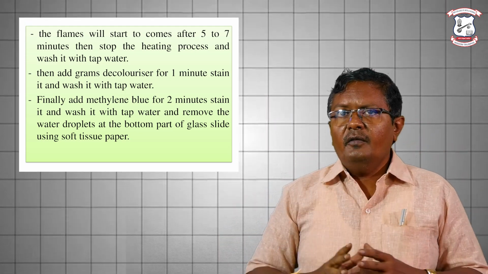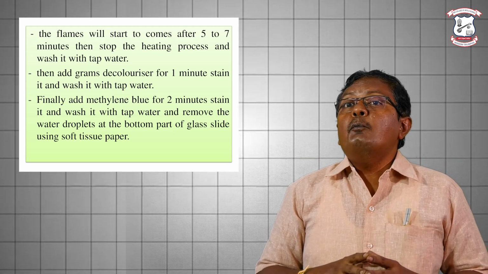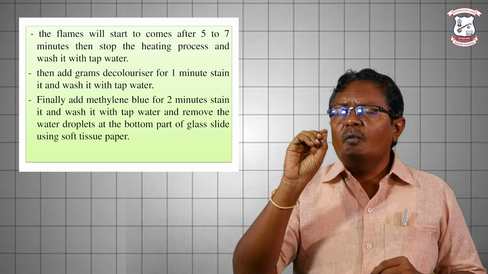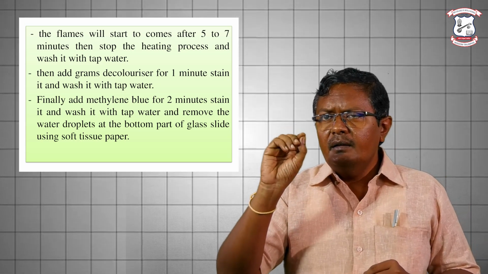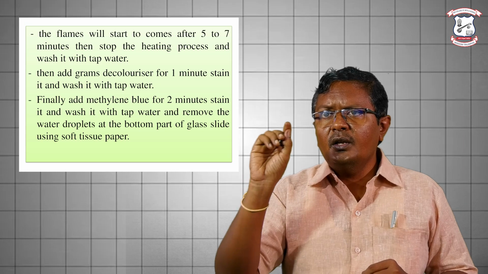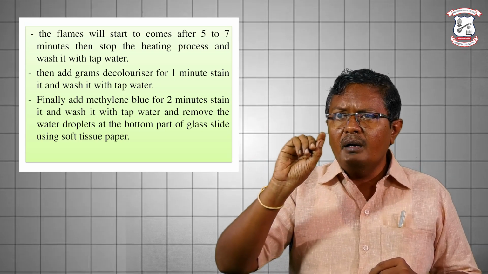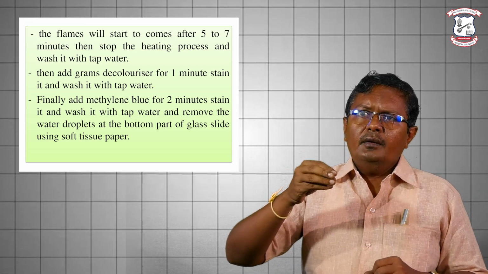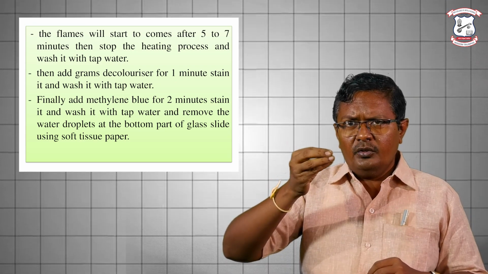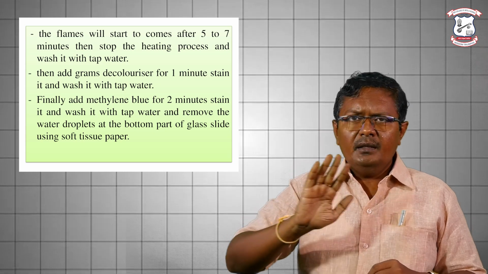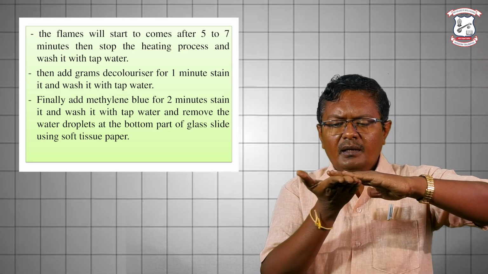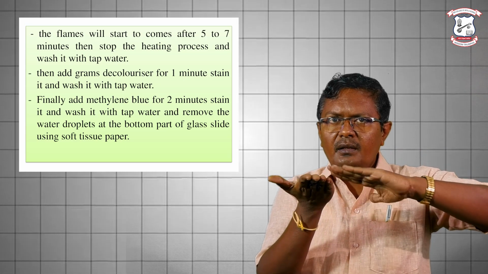The third reagent. Finally, add methylene blue for 2 minutes and stain it. Once again, wash it with tap water. Then remove the water droplets at the bottom part of the glass slide using soft tissue paper. So when you add tap water, the reagent and water droplets will be present on the glass slide. So take a soft tissue paper and clean the bottom part of the glass slide. Then that portion will become dry.